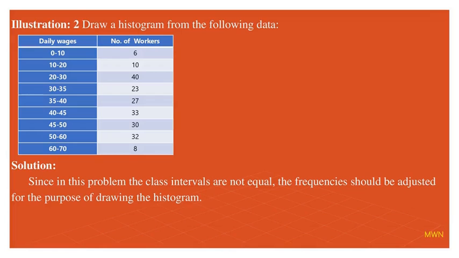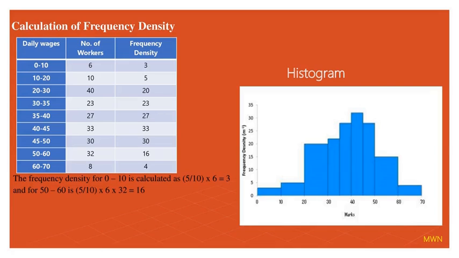Number of workers and daily wages are taken as an example here. Then the histogram has been drawn like this, with the help of frequency density. Based on the class 10 to 20, accordingly the number of workers should be converted. Here, for 20 to 40, it becomes 20, like that only.